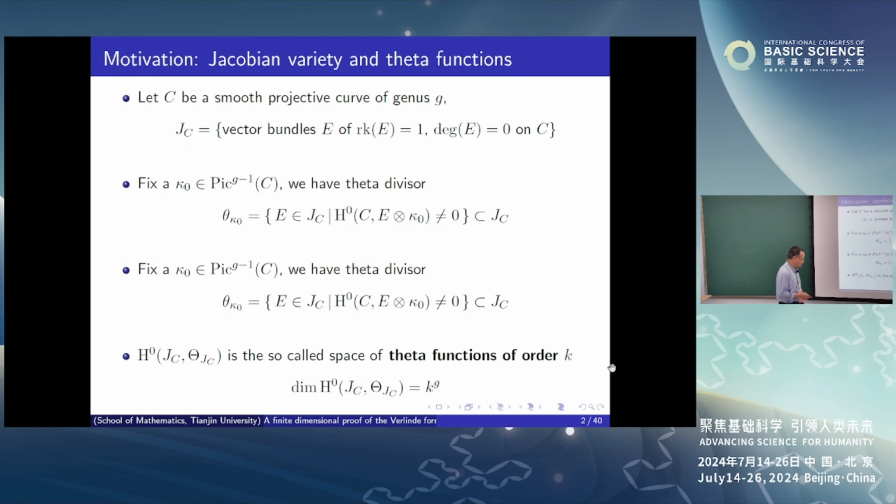The proof is quite simple. You need to realize that this section can be expressed as some kind of theta functions. Then you can use a Fourier expansion and do some linear algebra, and you can get this formula. This is the rank 1 case. So people usually call such a theta function an abelian theta function.